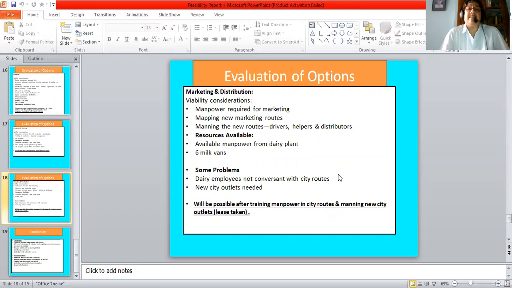And another problem is that all these new outlets in the city will be required because the organization is thinking of selling in the city areas of Nagpur and Akola. So you'll need a lot of city outlets in order to do the marketing part. Now, having a lot of outlets is not a cost-effective exercise after all, and you need to build up these outlets, and a lot of expenditure is involved in their creation and maintenance. So we can look at the concluding observation from this section that it will be possible after training manpower in the city routes and manning the new city outlets, for which leads will be taken. So some solutions can be arrived at for these issues also.